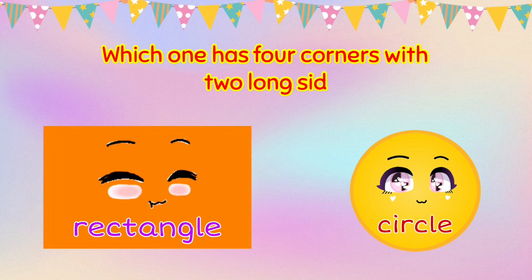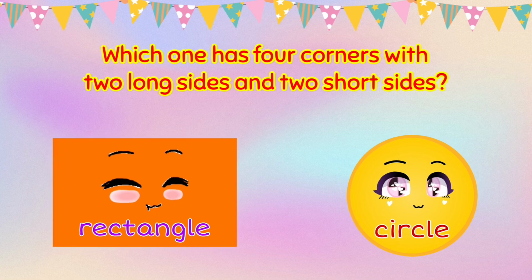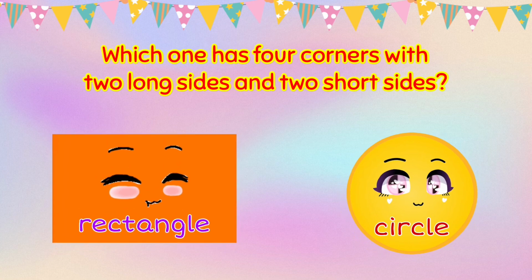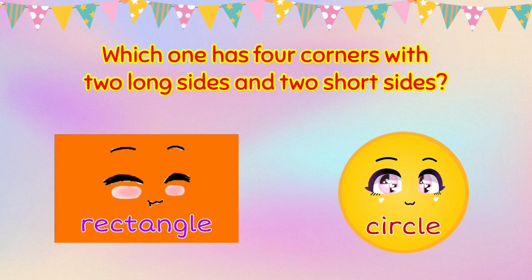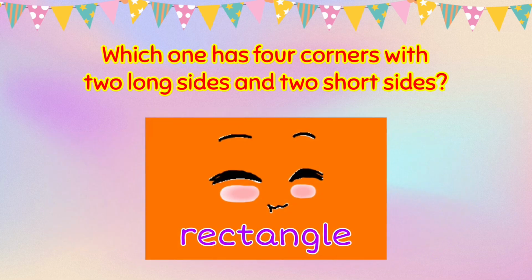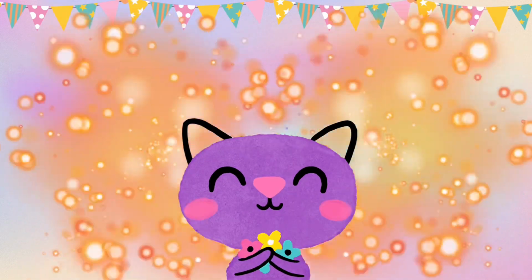Which one has four corners with two long sides and two short sides? It's the rectangle. Good job, kids.